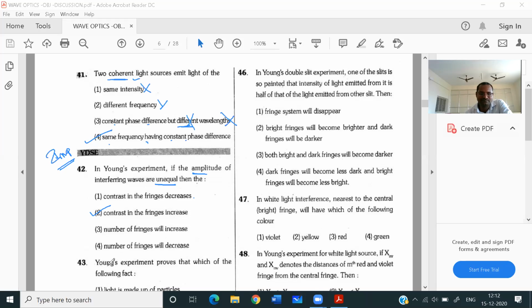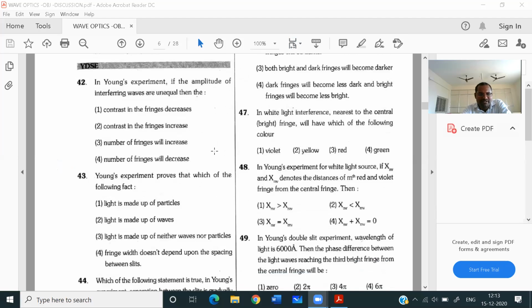So contrast of the fringes decreases. This is the reason. Okay. Clear? Yes. Next, question number 43. What have they given?